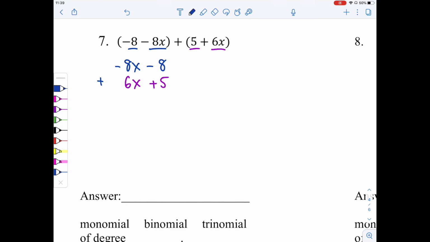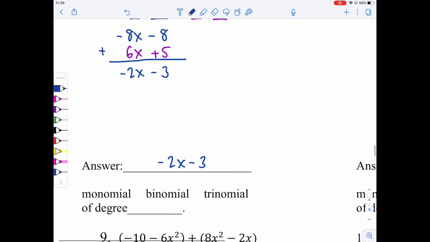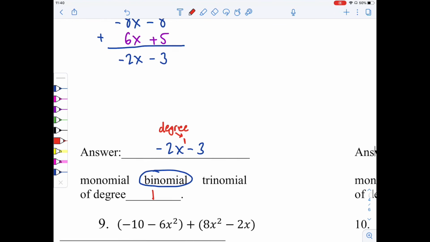And we're just going to add this vertically. Right, so negative 8x plus 6x, negative 2x. Negative 8 plus 5, negative 3. So our final answer is negative 2x minus 3. That's it. Right, again, with 2 terms, binomial. Highest power here is 1. Right, so our degree for this one is going to be 1. Because the highest power of our variable is 1.